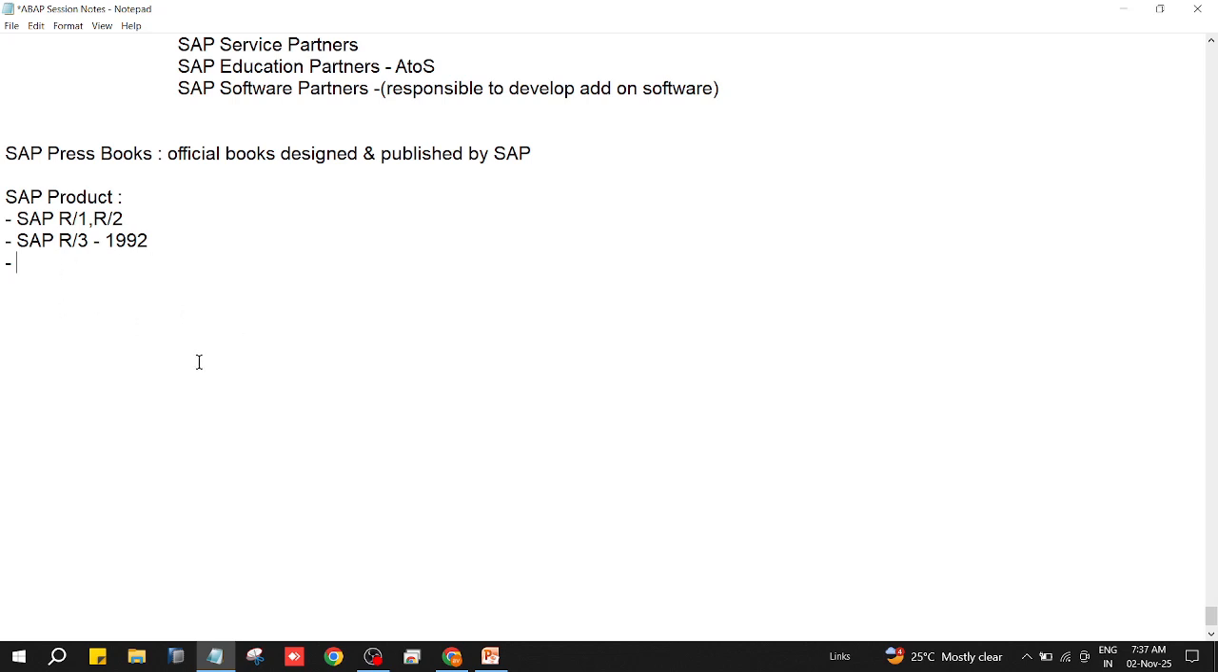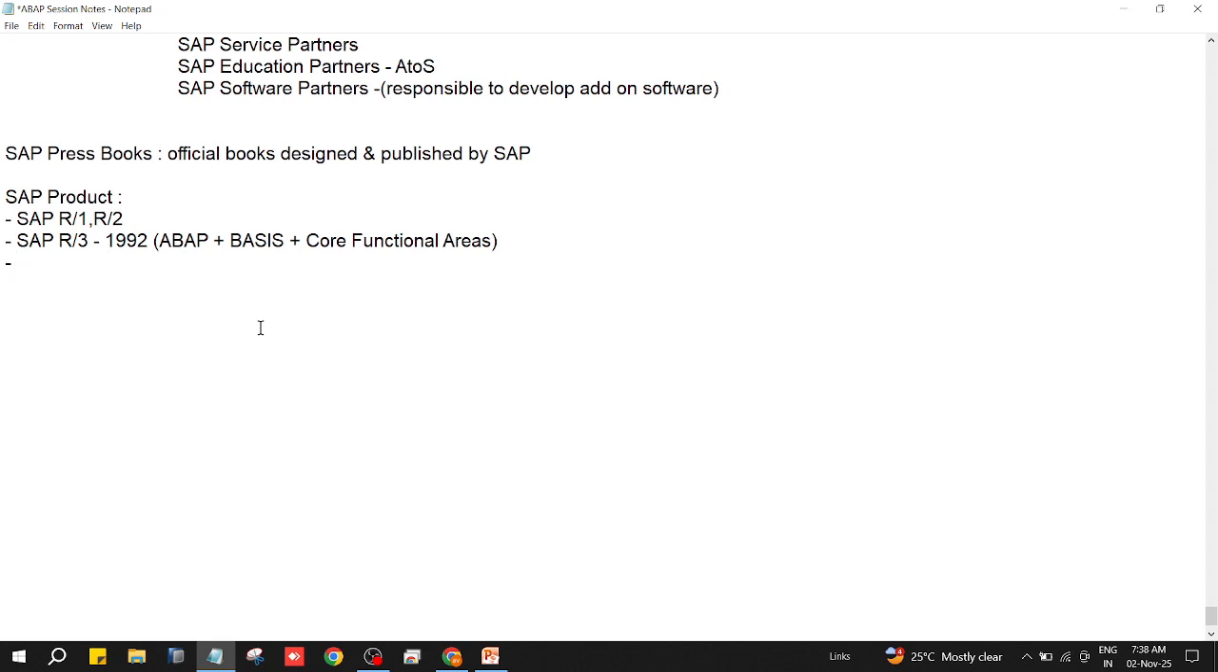Then later, in the year 1998, this covers the core ABAP plus Basis plus core basic functional areas or application areas, that is SD, MM, PP, QM, all core modules.